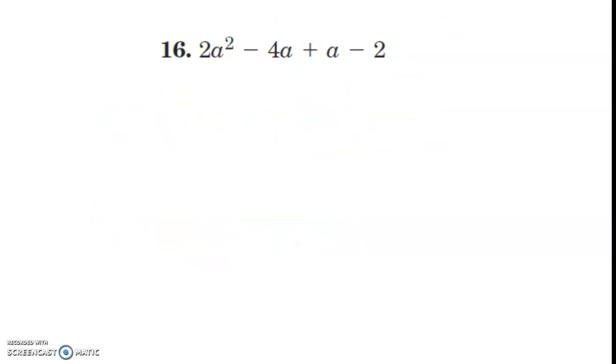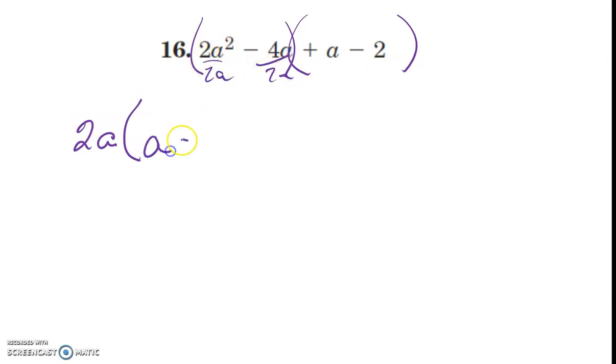Oh, sorry, I skipped to 16. So with 16 here, I'm going to break it up into two groups. The first term has a 2a in common, so I'm going to take out the 2a. That leaves me with an a minus 2. My goal is to get this a minus 2 in the second group.